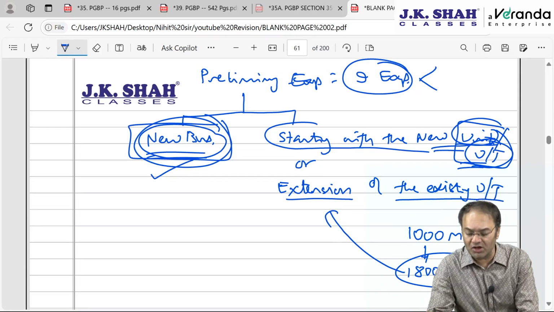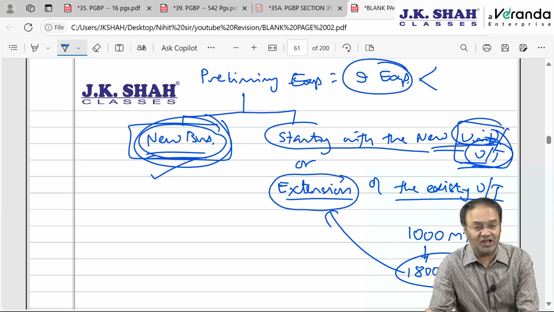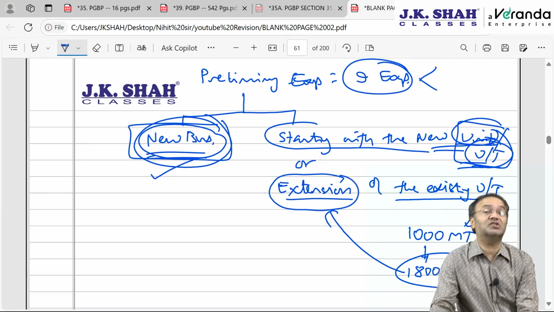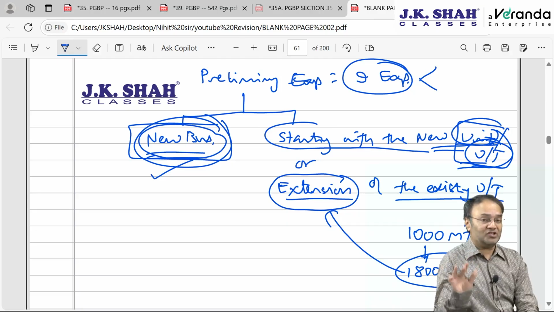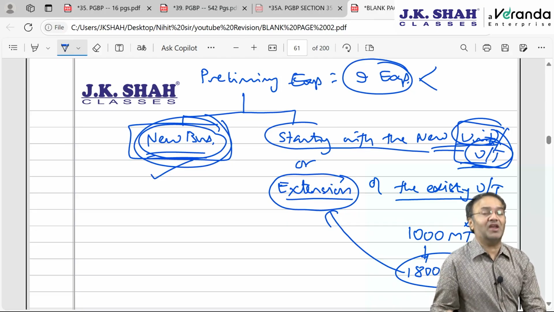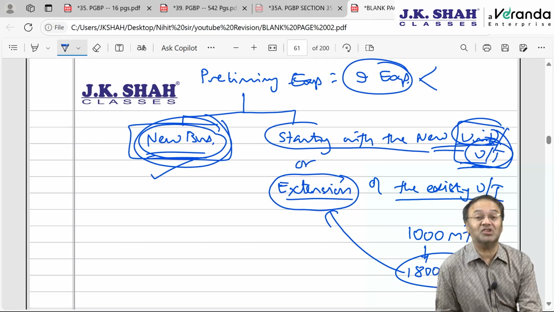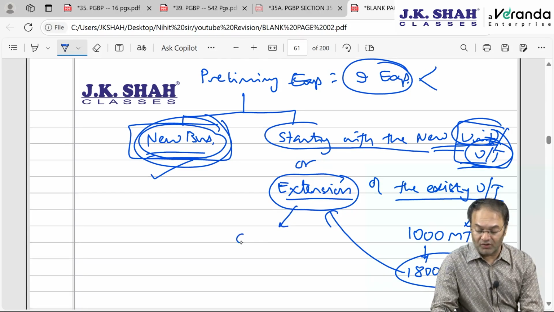But in case you are incurring for extension of the existing undertaking, then the question arises starting with which year? Answer, then in that case 5 years starting not from the year in which the extension starts, but 5 years from the year in which extension is completed.